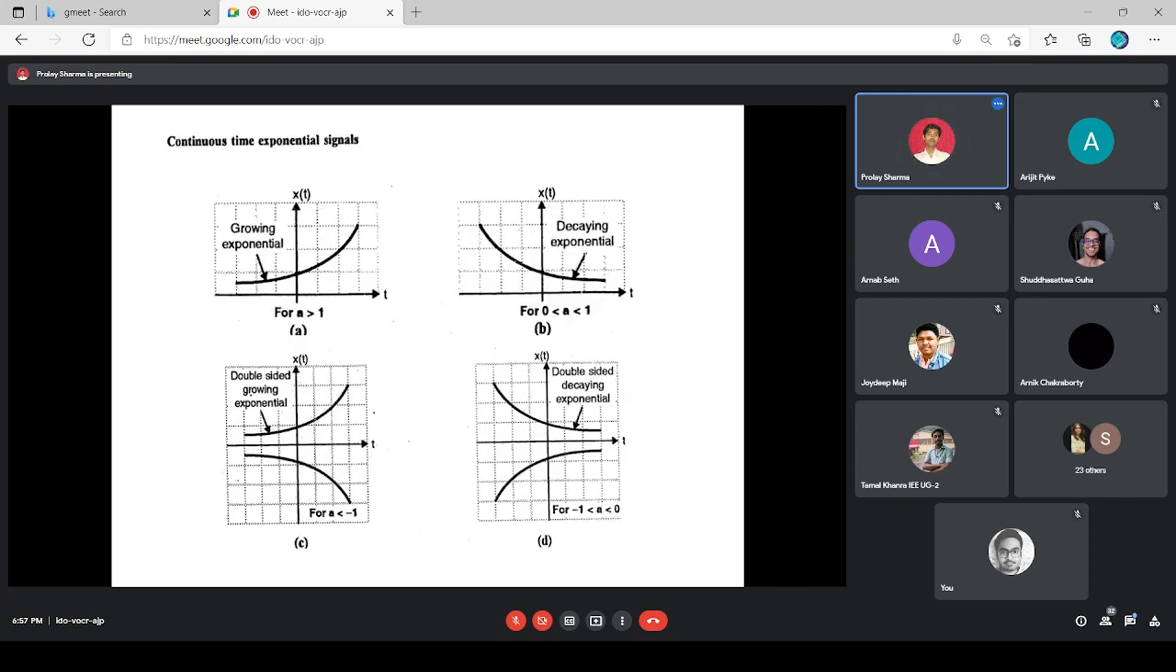So when a is greater than 1, it is a growing exponential. Greater than 0 but less than 1, decaying exponential. Less than minus 1, double-sided growing exponential. And greater than minus 1 but less than 0, double-sided decaying exponential. So depending on the values of a, we are getting different types of exponential signals.